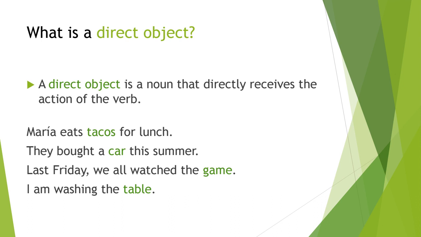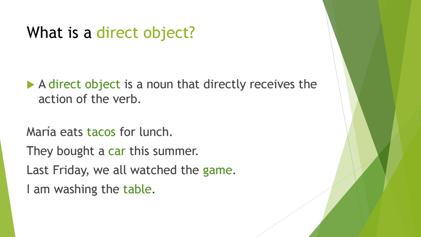Maria eats tacos for lunch. So in this sentence, we can see that tacos is our direct object because tacos is receiving the action of the verb, which is eats. So Maria eats what? She eats tacos. Tacos are the object that Maria eats.